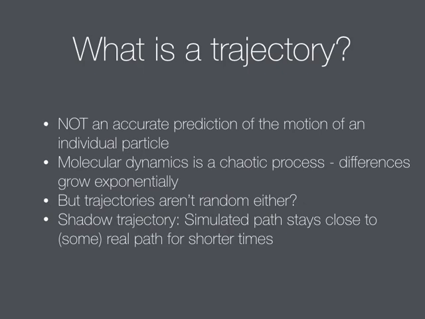So differences grow exponentially, so they're very quickly not the same. But trajectories aren't really random either. An individual trajectory might be random in the sense that it deviates quickly from the exact solution of your model, so to say. But as I said, there are shadow trajectories which stay close to the real path for some time to ensure that you conserve energy.